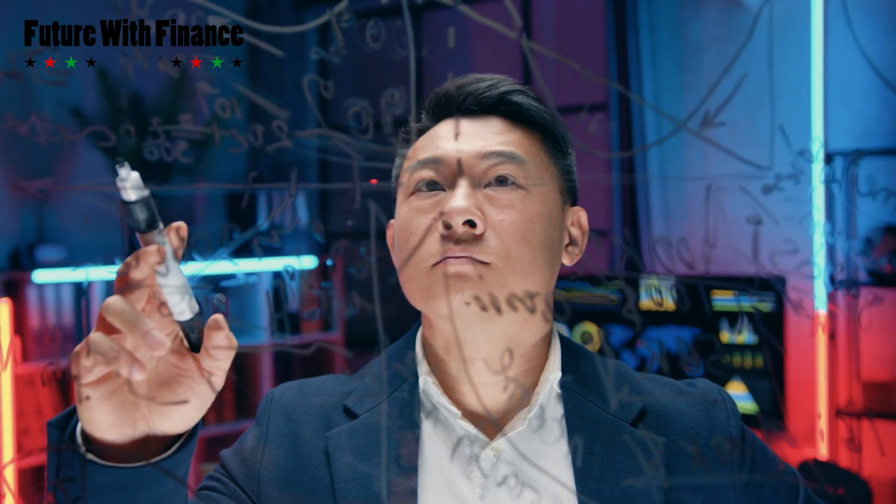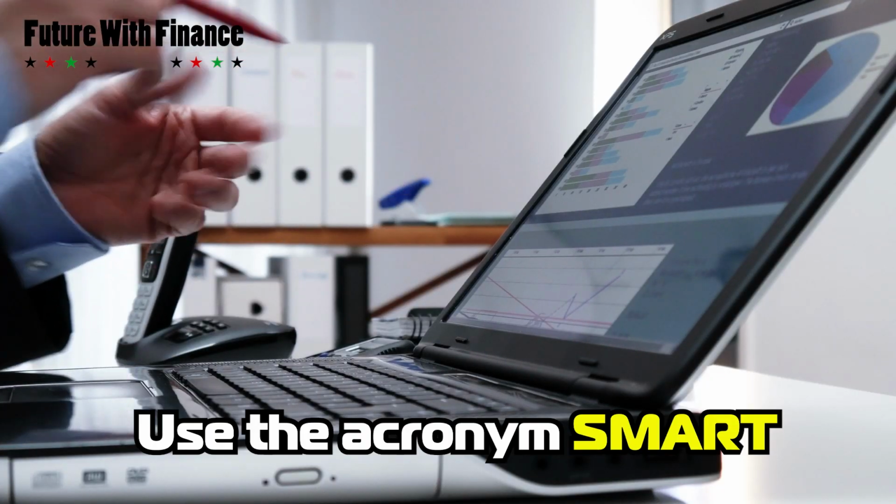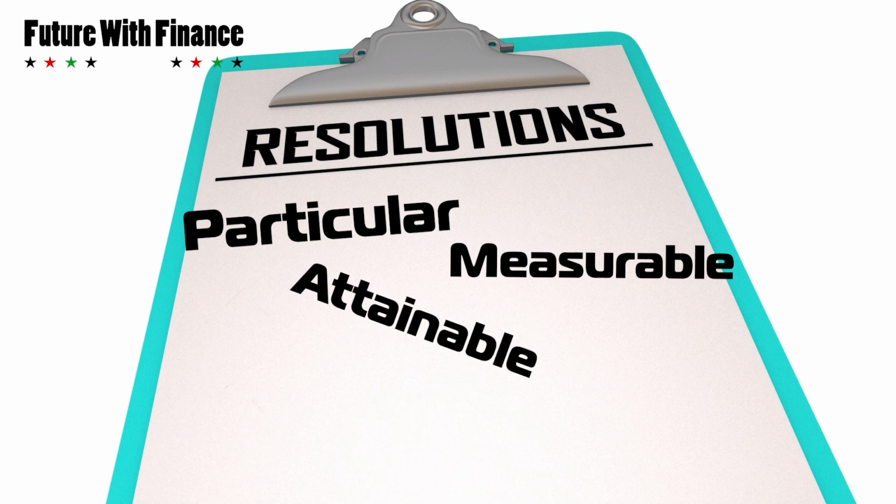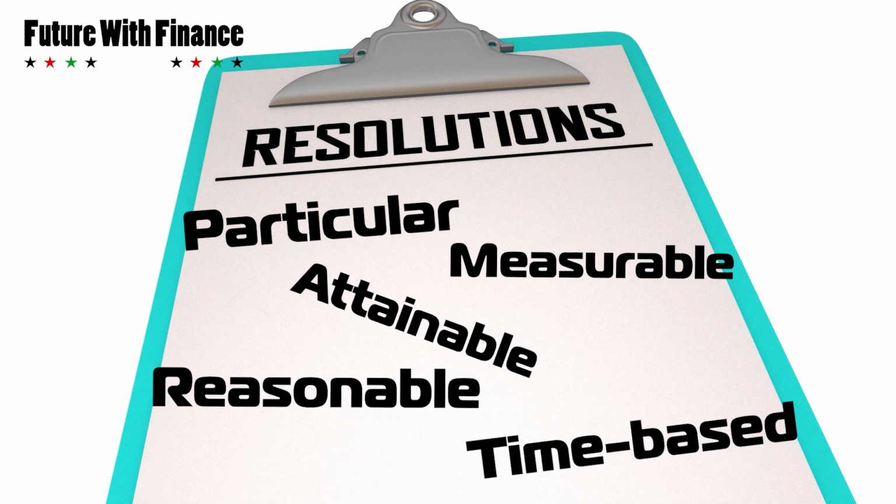Before you put any money into investments, use the acronym SMART to help you determine what your financial objectives are and whether or not investing will help you achieve those objectives. The objectives must be particular, measurable, attainable, reasonable, and time-based.